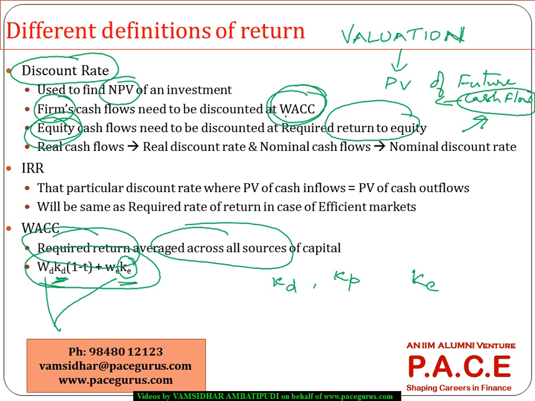And what we are saying is, if the cash flows of the firm are considered, then discount them with the weighted average cost of capital to arrive at the valuation of the firm.